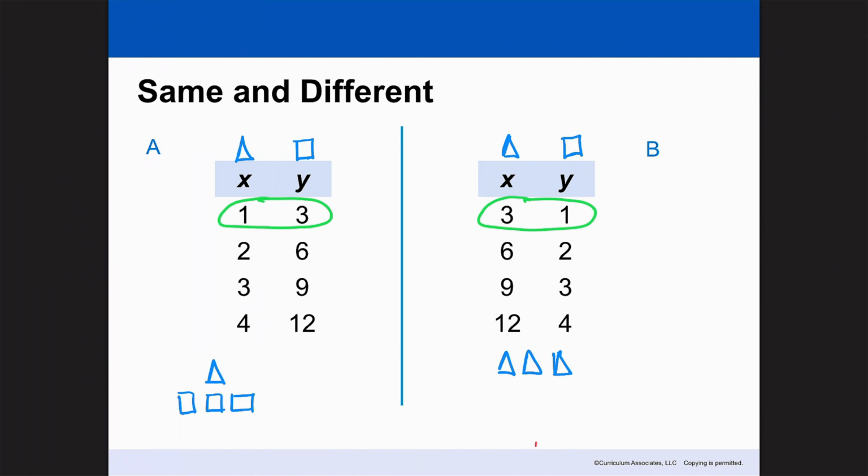Oops. Let's put this guy in the middle. For every 1 square. Now looking at these, I can see they're not the same because I have 3 triangles and 1 triangle. They are not the same ratio. Okay, so it's important to look at the order in which your ratios are being displayed.